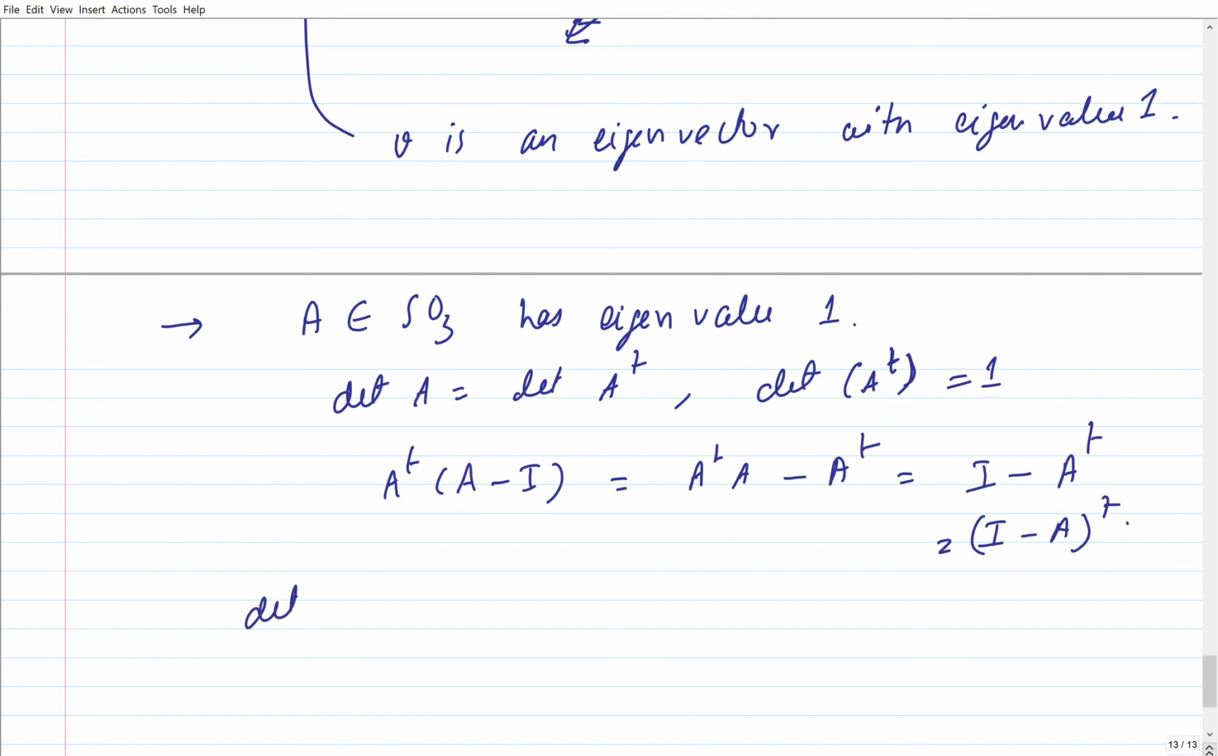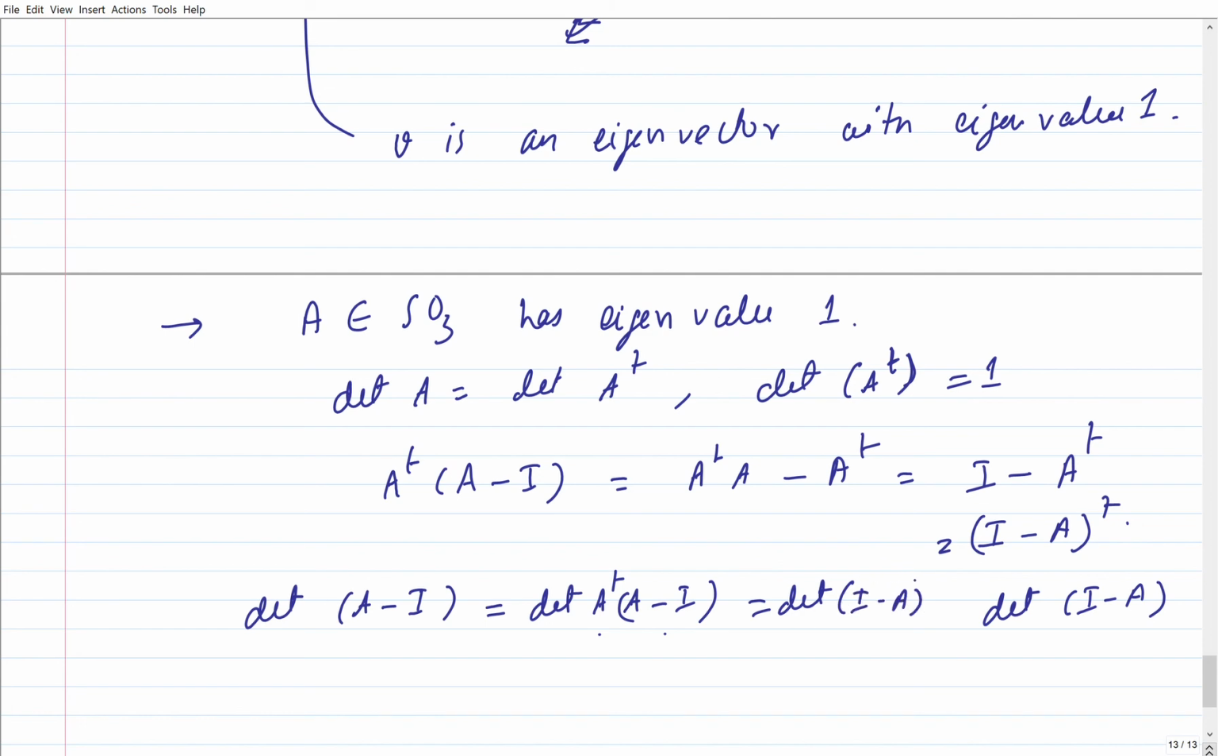So now we can show that the determinant of A minus I is equivalent to the determinant of I minus A. How do we show that? The determinant of A minus I is nothing but the determinant of A transpose times A minus I, because the determinant of a product is the product of the determinants. This is nothing but, from our above result, the determinant of I minus A transpose. Just figure this out yourself, which equals the determinant of I minus A.